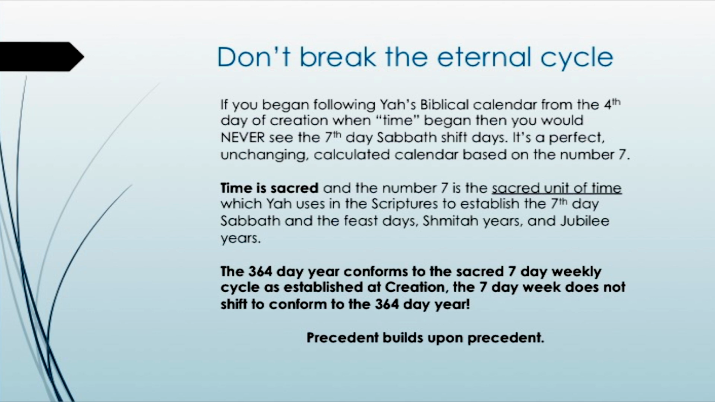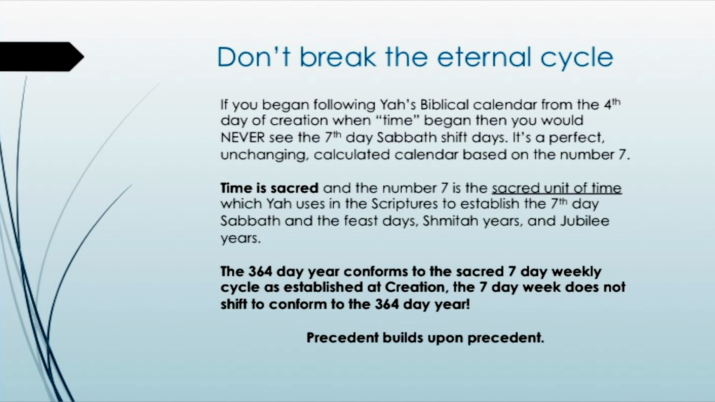7 is a holy, sacred unit of time. And Yah uses it in the scripture to establish the 7th day Sabbath and to establish feast days. We saw that with Shavuot. The Shemitah years, every 7th year, the land remains fallow, you don't plant. And the Jubilee years, when the land returns to its rightful owners.